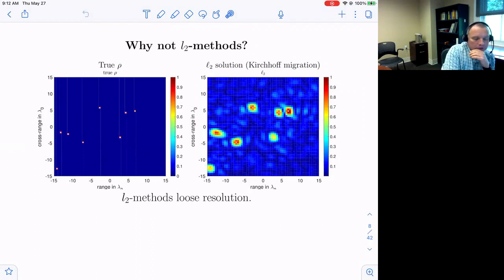The reason we were interested in incorporating L1 methods in our work is because if you use, for example, classical Kirchhoff migration, which is an example of L2 methods, then instead of recovering point scatterers at a single pixel, resolution starts to kick in, and depending on how far away and how big your array is, you start getting dots instead of points. And on top of that there is also a lot of noise outside of the true scatterers.